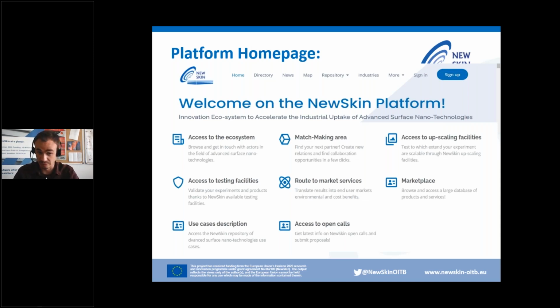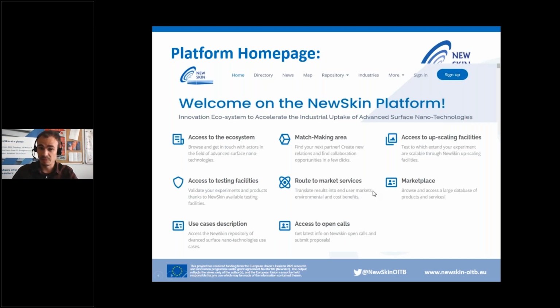You will also be able to access the testing facilities of the NewSkin project. So if your organization is developing new nano coatings or is using laser technologies to nanostructure specific surfaces, you will be able to use the testing facilities to validate your prototypes. The NewSkin partners are also planning to offer route-to-market services offered by the clusters of this European project. Among the clusters, you have Alpha RLH and the Pôle Européen de la Céramique, for instance.